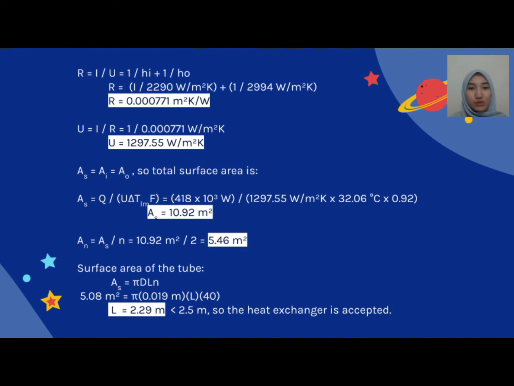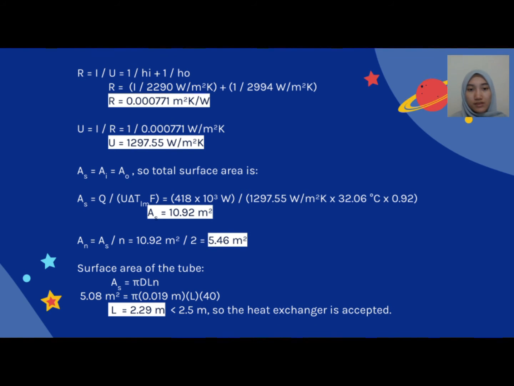Okay, next we calculate the thermal resistance of the heat exchanger, which is 0.000771 m cubic Kelvin over watt. And then from that we can calculate the overall heat transfer coefficient, which is 1297.55 watt over m cubic Kelvin.